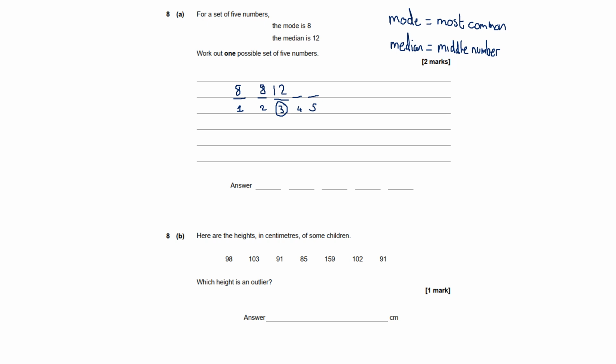And then for 12, we can just put 13 and 14. This satisfies everything. It's in the correct order. It's from the smallest number to the biggest number. Is the median 12? Well, there's 5 numbers, so that's the middle one. So, yep, the middle number is 12. And the mode, the most common one, is 8. Well, 14 appears once, 13 appears once, 12 appears once, but 8 appears twice. So that is the most common number.